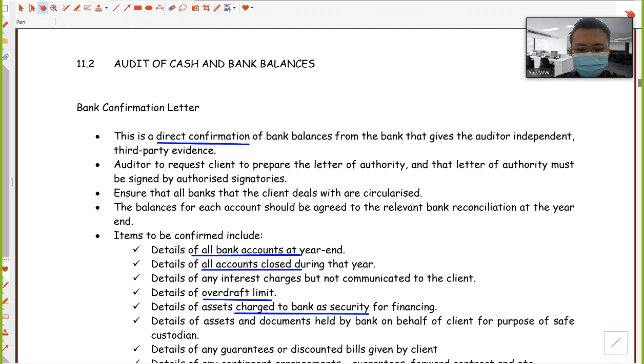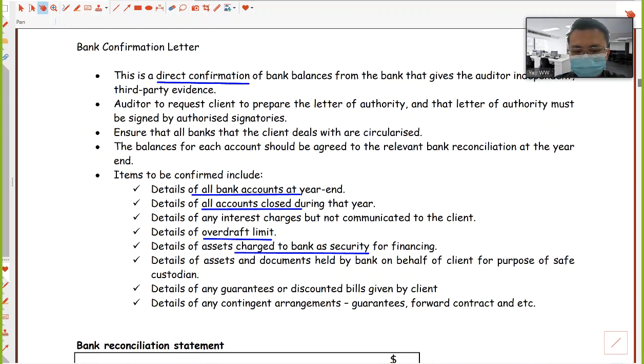This one is important because sometimes the company may have used some assets pledged with the bank as security for certain loans. So in the notes to the financial statements, you need to disclose what assets have been used as the security for a bank loan. You have to disclose in the notes to accounts. So the auditor must know what asset has been used as security. Okay, so basically these are the things that we need to confirm directly with the bank.